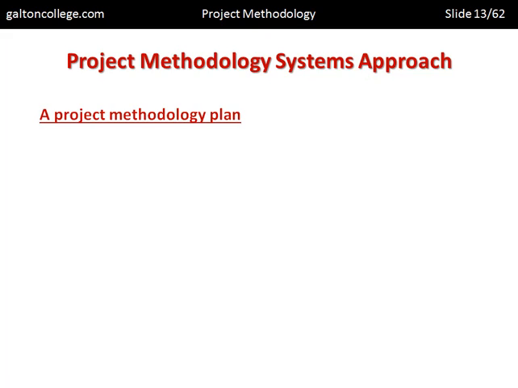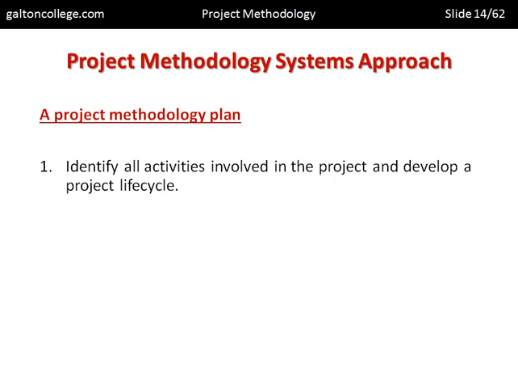Now let's start by looking at the project methodology plan. First of all, identify all activities involved in the project and develop a project life cycle. So look at all of the activities, look at everything that's involved, and look at the starting point and estimate the ending point, and it gives a life cycle for the project. It gives a sense of start and end and a sense of what's involved. So then there are limits, there are parameters that have been set in place.